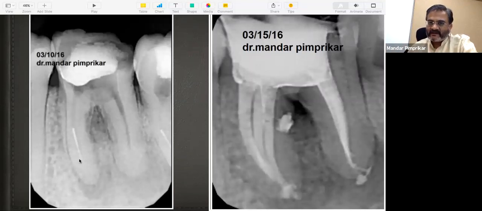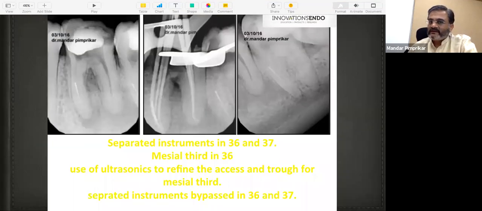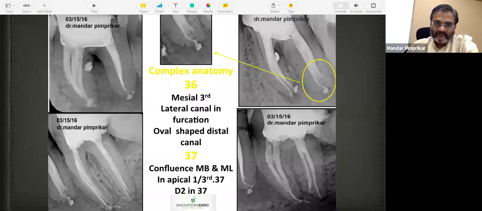Let the instrument be there. Employ all the methods of irrigation and disinfection. And here you will be surprised to see that there was a mesial third canal which was completely missed. And there was a lateral canal bifurcation. And then it has to heal. If you treat the culprit, if you treat the problem, the instrument is just one of the problems. If you look at this, the lesion is completely healed. So instruments can lie there, you can bypass, provided you have a proper irrigation protocol.